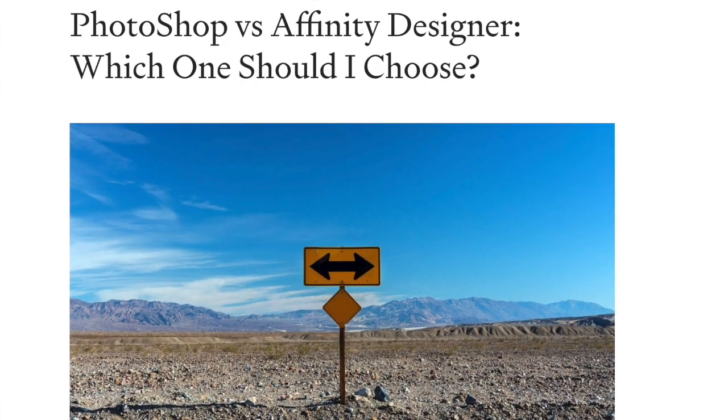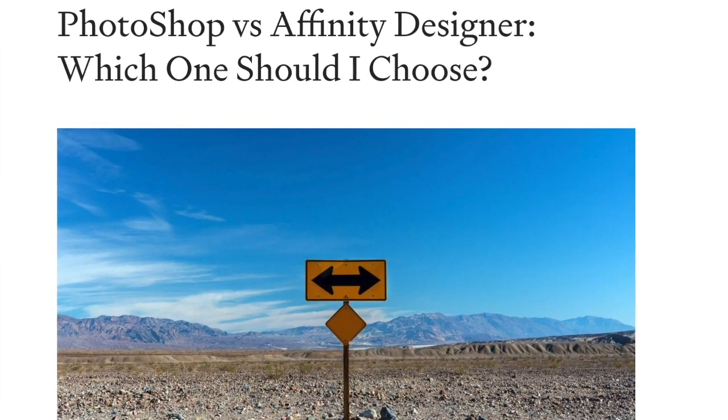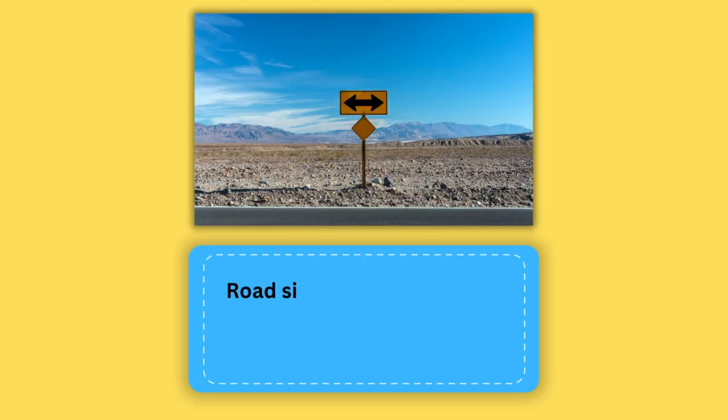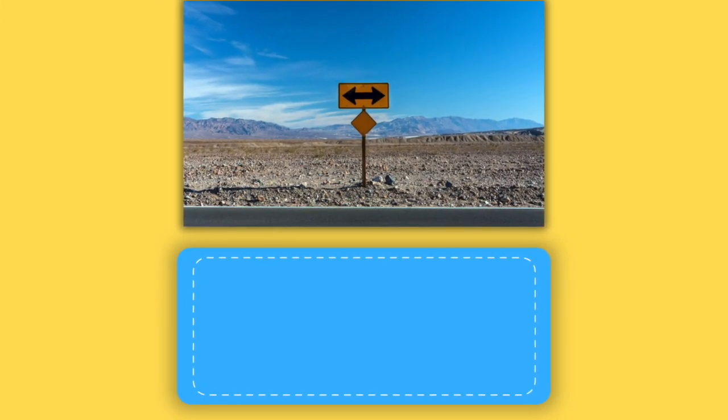Here this image is a road sign and it is a part of a product review that considers Photoshop versus Affinity Designer. Now here's an example of bad alt text in this context. A road sign in the middle of a desert pointing in both directions. Well, because this is just a product review and this image has absolutely nothing to do with either product. It is basically just a decorative image that breaks up the text to avoid the wall of text effect. In other words, this image doesn't actually need an alt text at all.